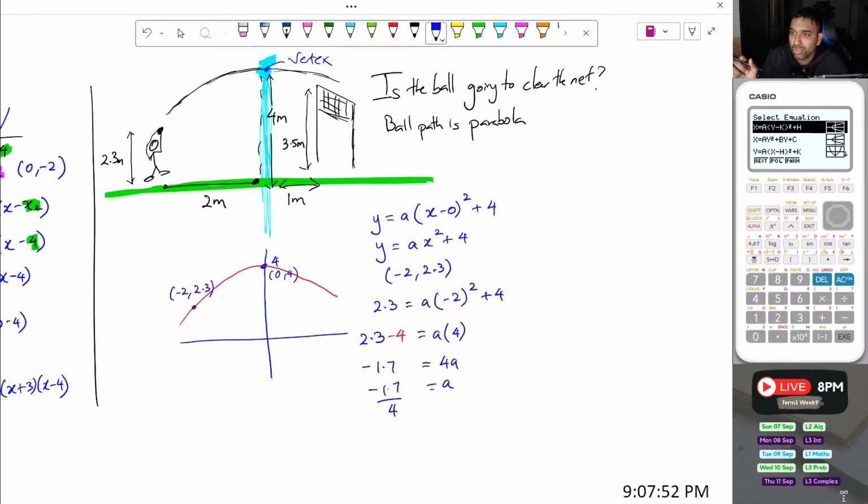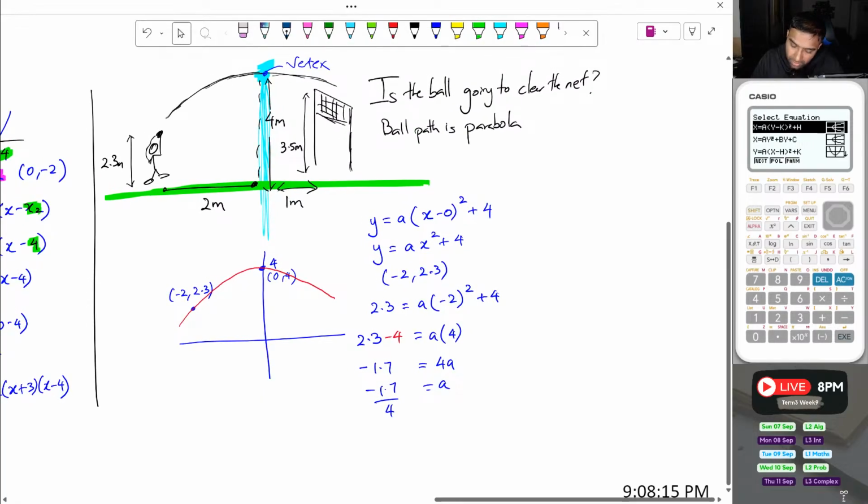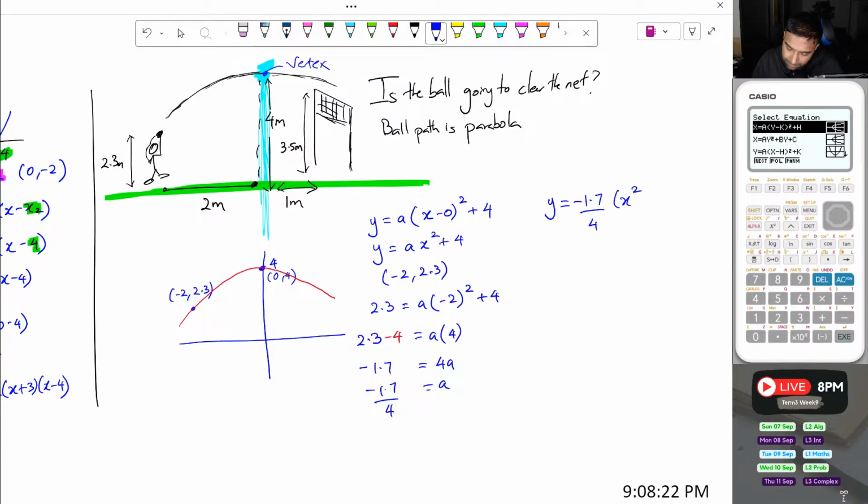And as you can see, Max, because you started with x minus 3, I think it should be x minus 2, Max, not x minus 3 squared. I think that's the only mistake in your equation there. It should be x minus 2. So now we've got the equation. Our equation is y is equal to negative 1.7 over 4 x squared plus 4.